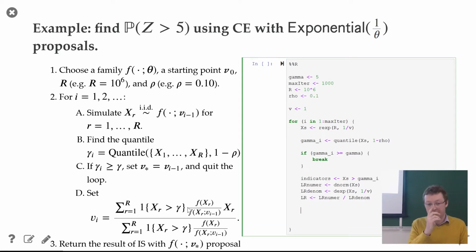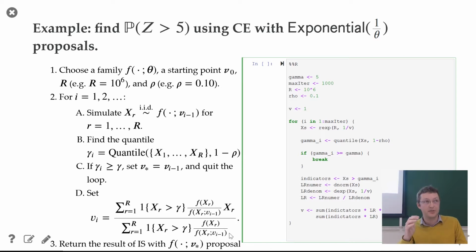And so we can do this update in one go. The numerator here is the indicators times the likelihood ratios times the actual value of the sample x's, and then we're taking the sum of those things, because that's just a vector. And then the bottom is almost the same. We divide through by the same thing, except there's no x's on the bottom. Okay, so that's the cross-entropy part done, and now the final step is to actually use this beautiful proposal distribution to do some estimation.